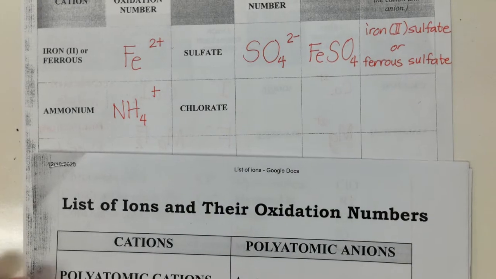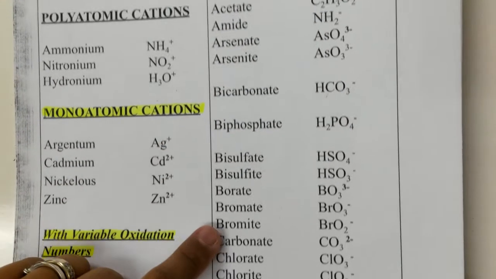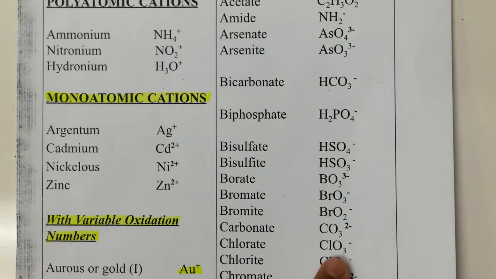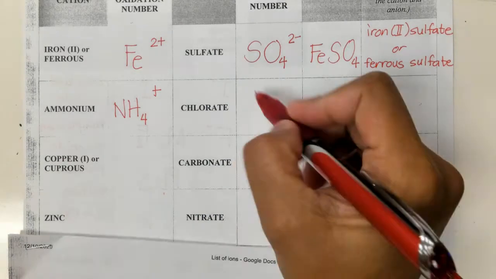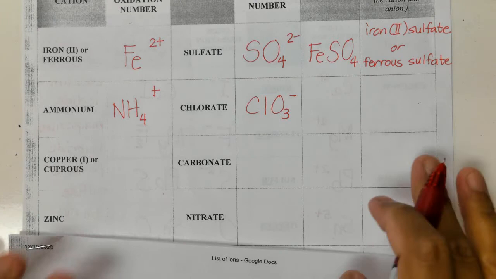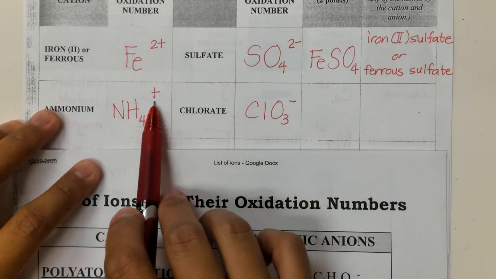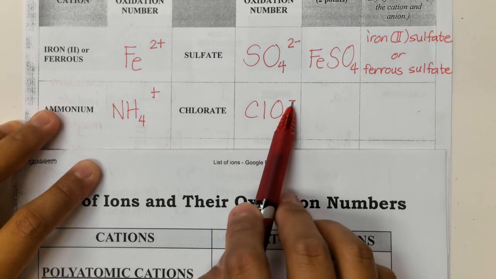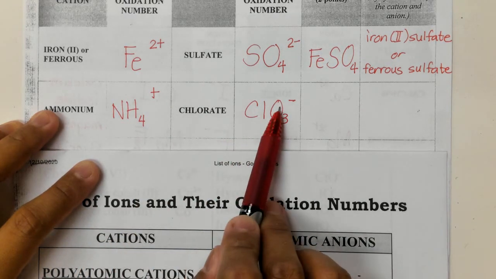And then chlorate is also a polyatomic anion. We're going to look at C and look for chlorate. So chlorate is ClO3 negative. So let's write that down. ClO3 negative. Now, inspect your oxidation numbers. Our oxidation numbers are both 1 and a 1. So this is also very simple if both are 1. All I need to do is put this and this one closer to each other.